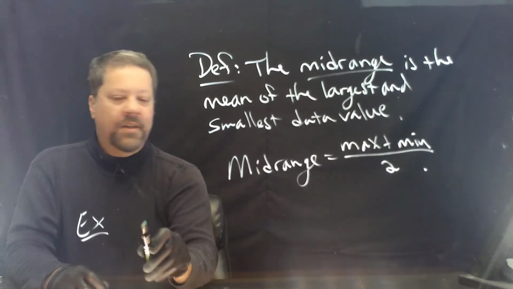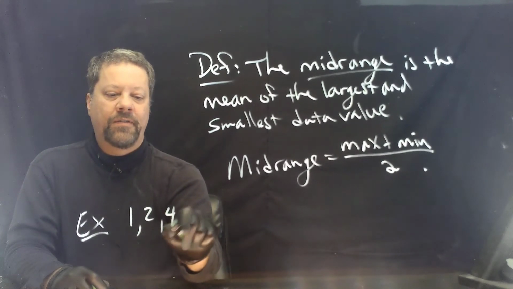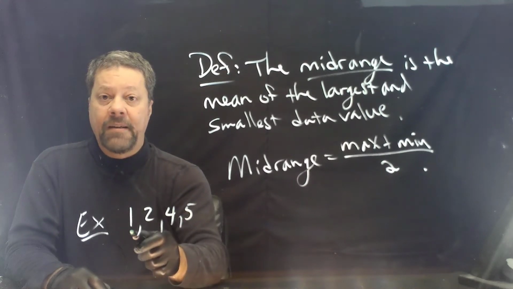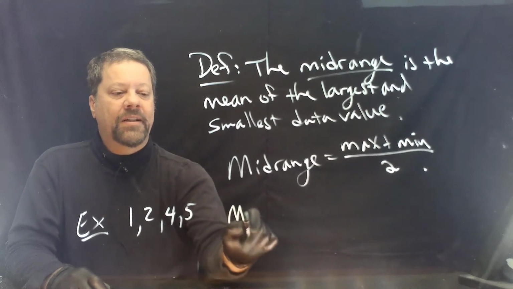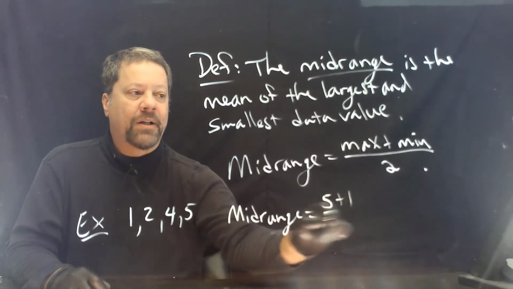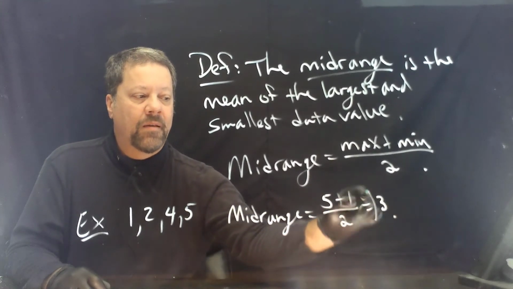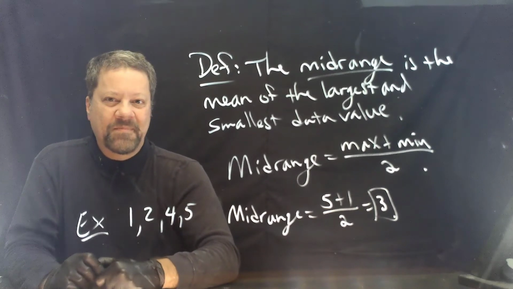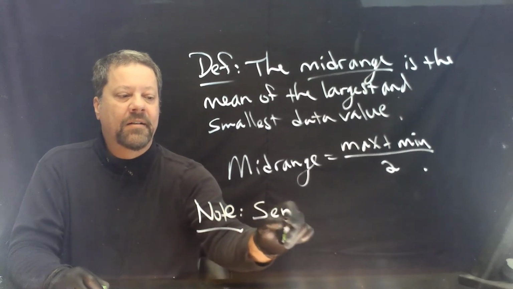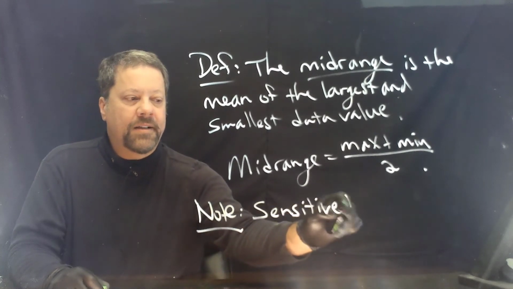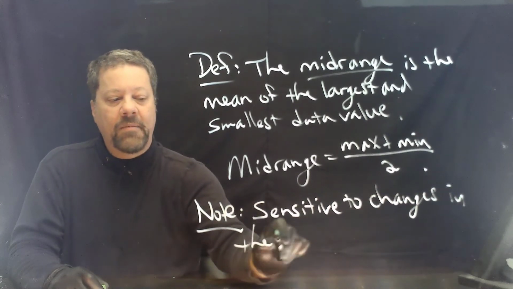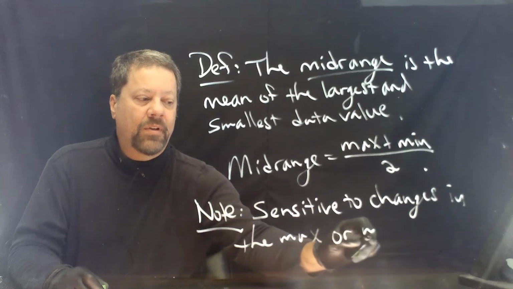So for example, suppose I have 1, 2, 4, 5. The maximum is 5, the minimum is 1. So in this case, the mid-range would be 5 plus 1 divided by 2, or 3. So the note about the mid-range: it is sensitive to changes in the max or the min.